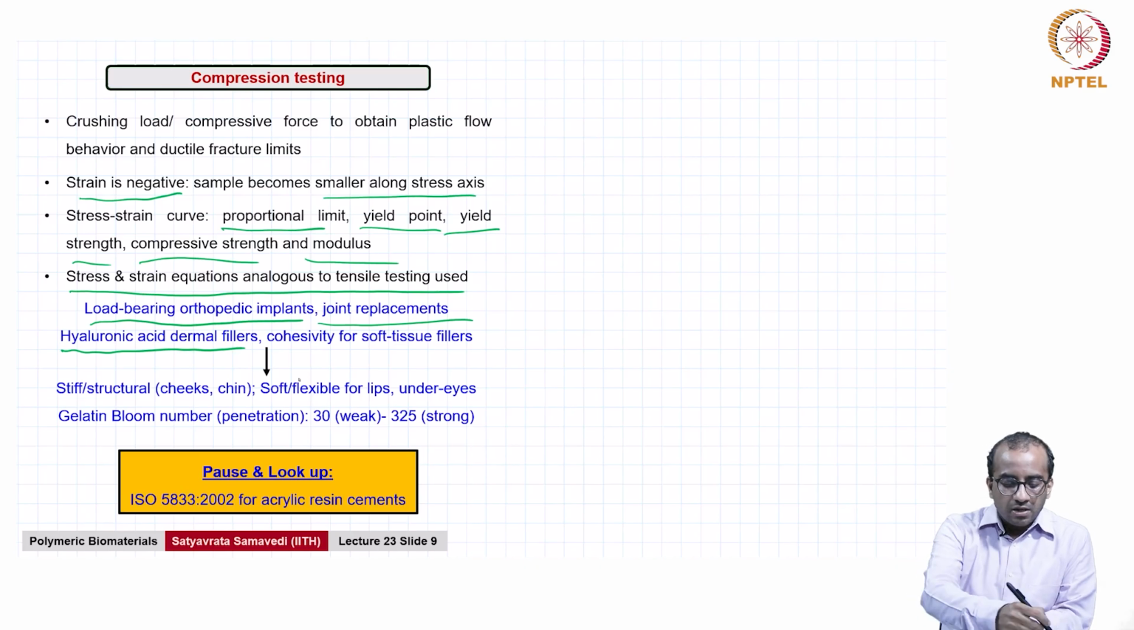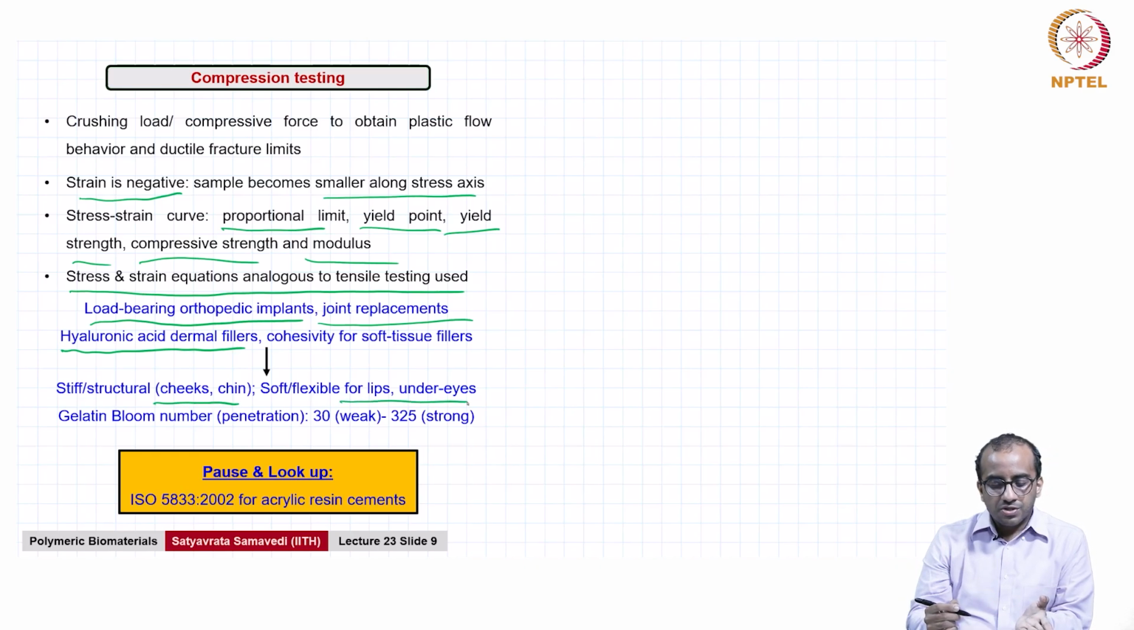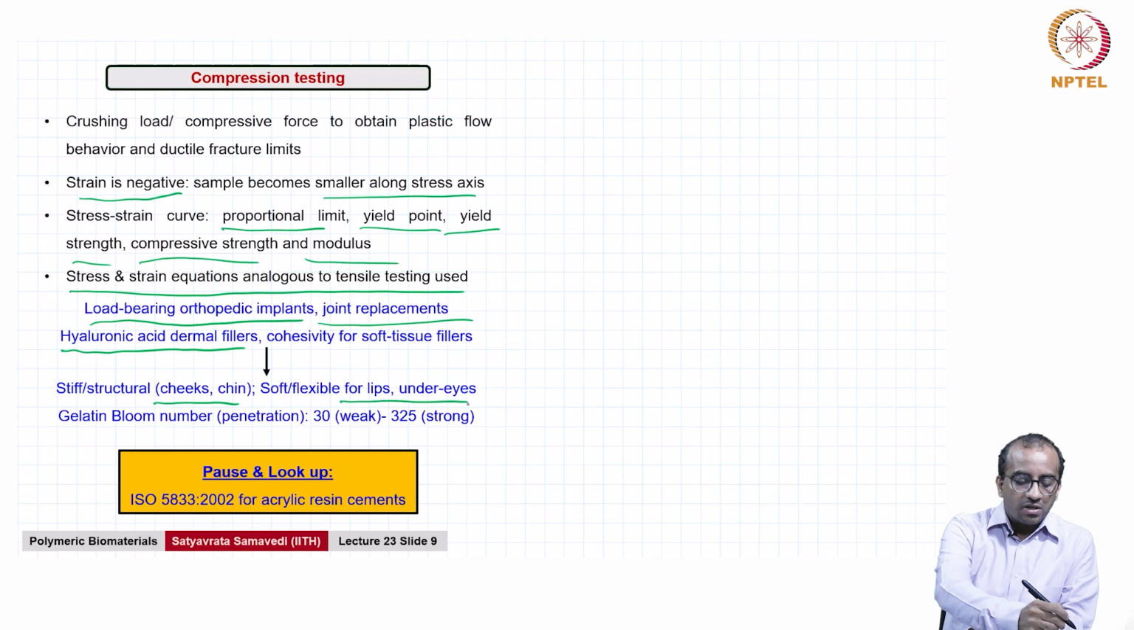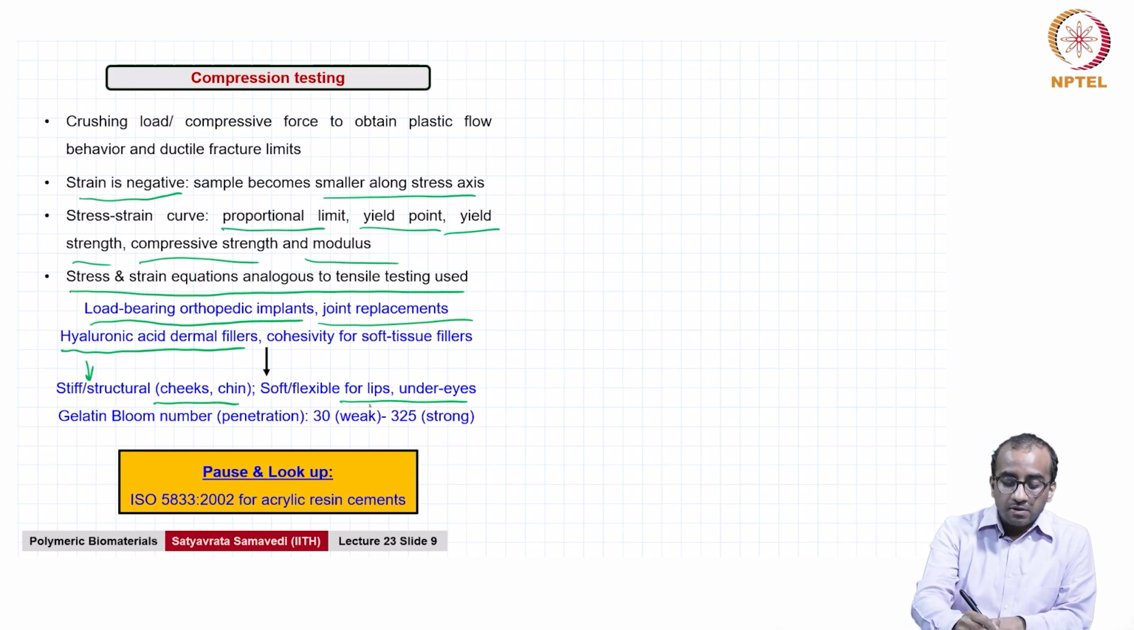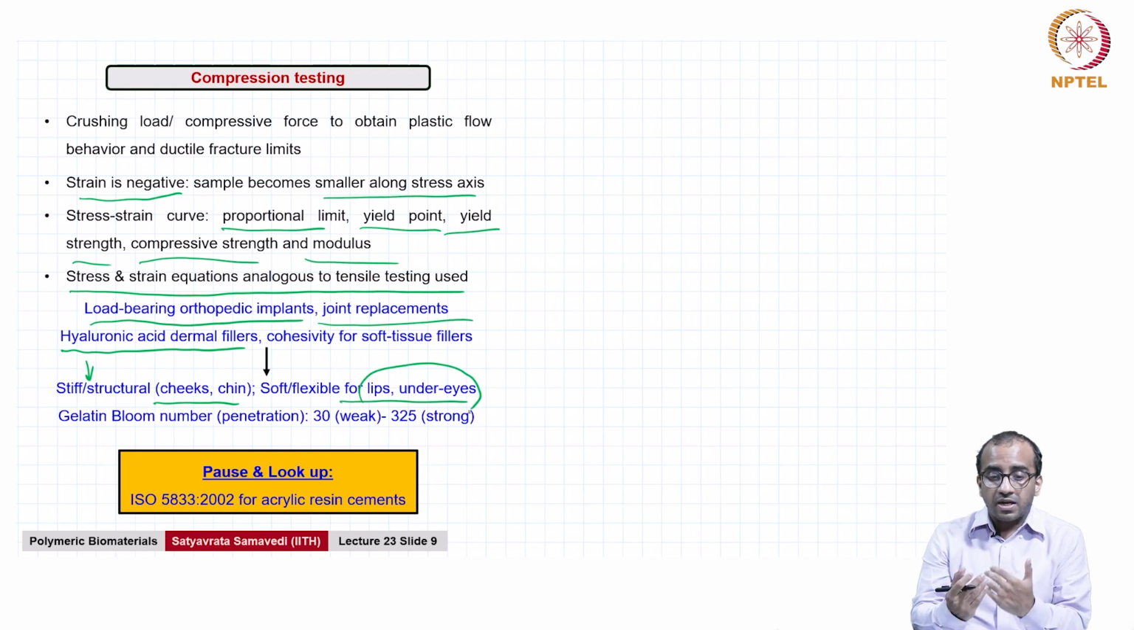So, shown here are two applications for dermal fillers. One is cheeks and chin, where you want high cohesivity and you want a stiff gel like material that is primarily performing a structural role, right, as opposed to dermal fillers that are used for lips and under the eyes, where you want moderate cohesivity.